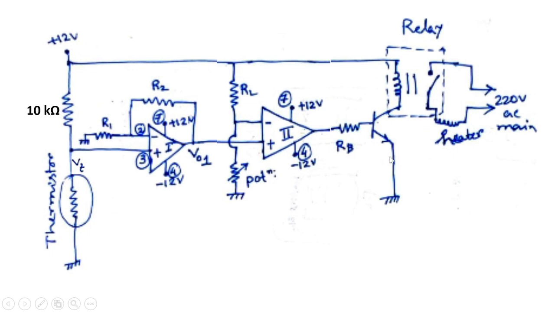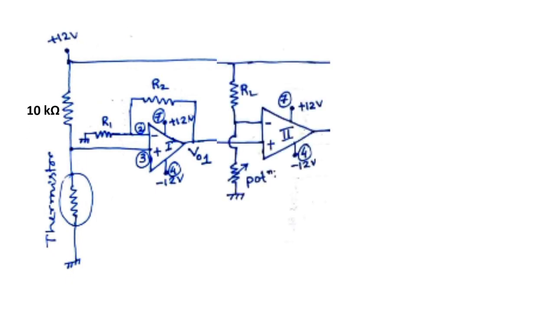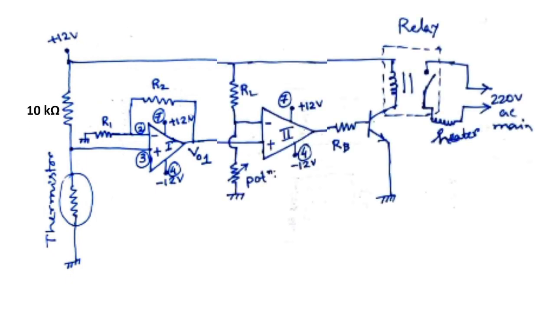Now if we think of the circuit part by part, what are the three parts? Again I am showing it. It is the first part, it is the second part, and it is the third part. And Vt is the thermistor voltage.